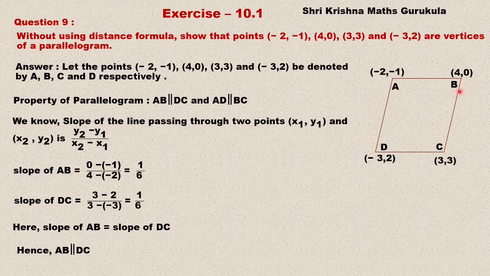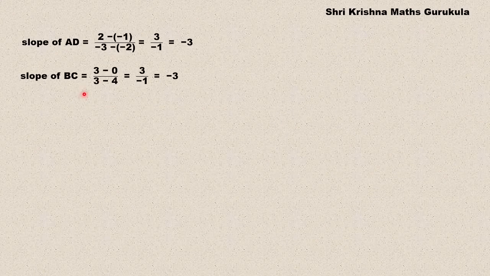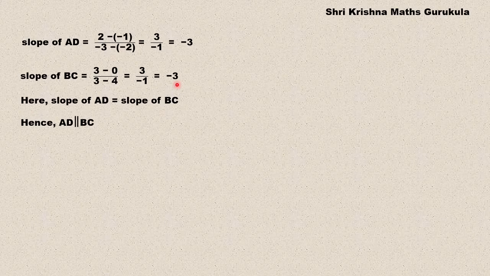Now we'll find the slope of BC. That would be this as x1, y1 and this as x2, y2. So it is 4 comma 0, 3 comma 3. So slope of BC will be 3 minus 0 by 3 minus 4, which will be minus 3. So what can we say? Slope of AD is equal to slope of BC. That implies side AD is parallel to side BC.